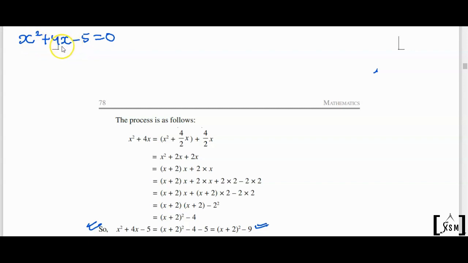the completing the square method. The first step that you do is you divide the x coefficient by 2. That is the first step. The x coefficient is 4 here, we divide by 2. That divided by 2 we always do, and we get 2. After doing this first step, we write x plus this number, whatever you get here, whole square.